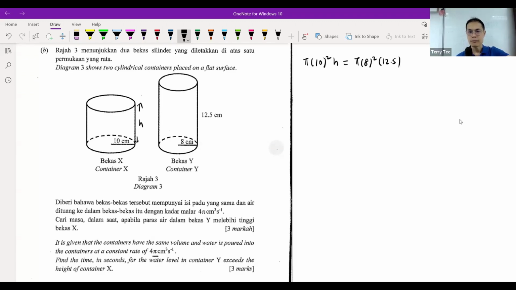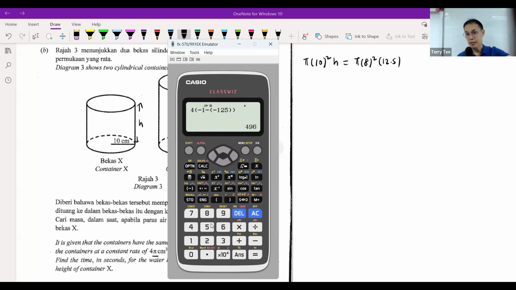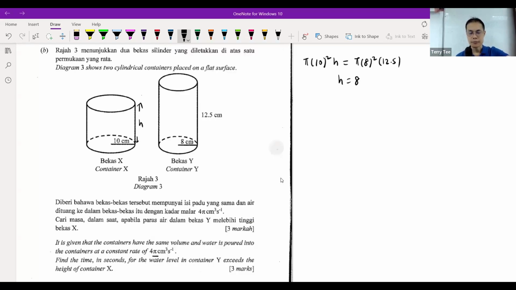So to find the value of h, we can cancel the pi, take 8 square, multiply with 12.5, divide by 10 square. Answer h is 8. So this h is 8. Okay, now that I know h is 8, I can actually calculate the time. Actually there are two ways. One is the standard differentiation method. Another one is even easier. So I'll show you both ways.